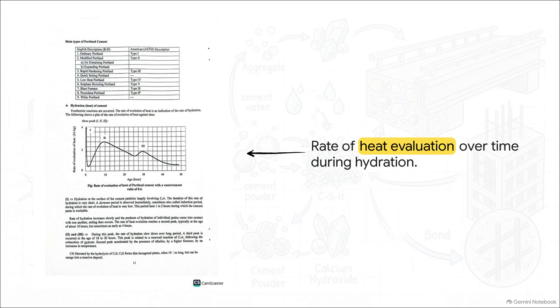See those 3 distinct peaks on the graph? The first one happens the second water touches the particles. Then there's a dormant period, which is super important because it keeps the paste workable. After that, you get the secondary and tertiary peaks as the main strength-building compounds kick in over the next day or so. So hydration isn't just a one-and-done event. It's a dynamic, ongoing process.